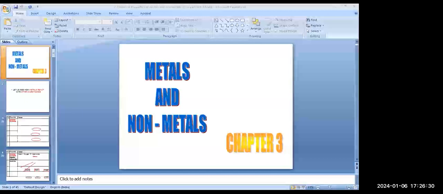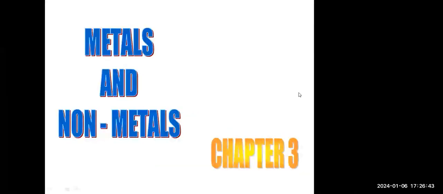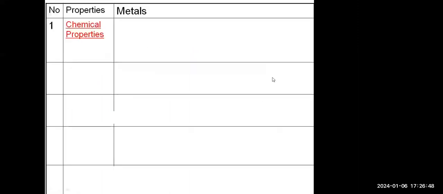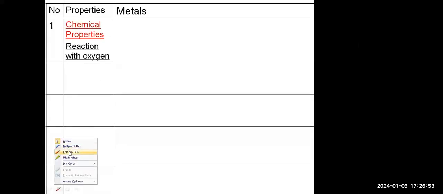So when I say chemical property, it means the way metals and non-metals react with other substances. So let us start it. I'll be sharing the screen over here. All right. So the first property, as I told you, will be the reaction between metals and oxygen.